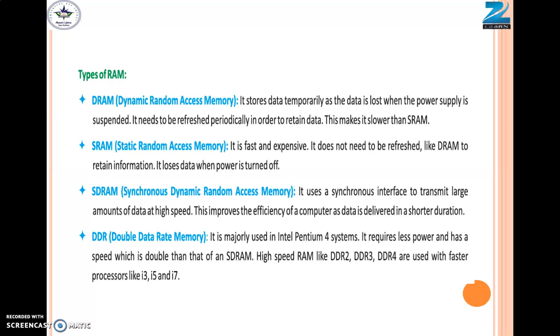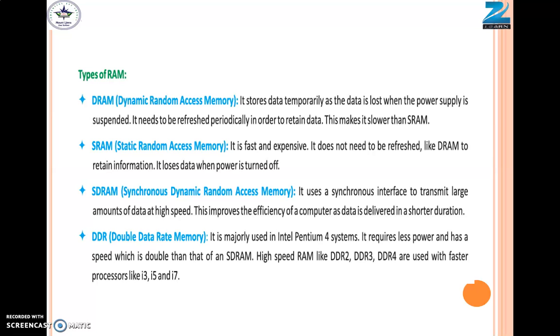Then another category is DDR, double data rate memory. It is majorly used in Intel Pentium 4 systems. It requires less power and has a speed which is double that of SDRAM. High-speed RAM like DDR2, DDR3, DDR4 are used with faster processors like i3, i5 and i7. You may have heard that these processors are very fast.